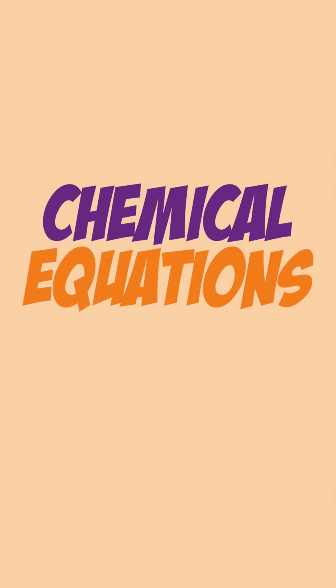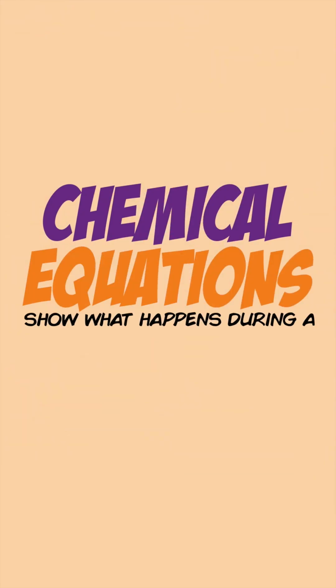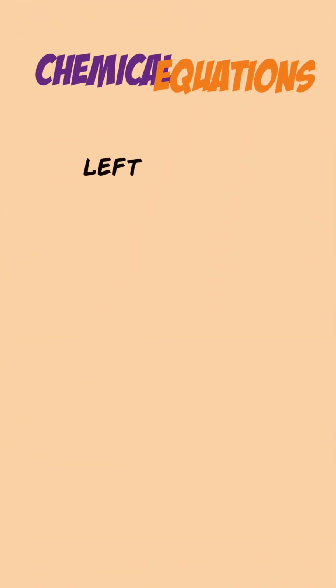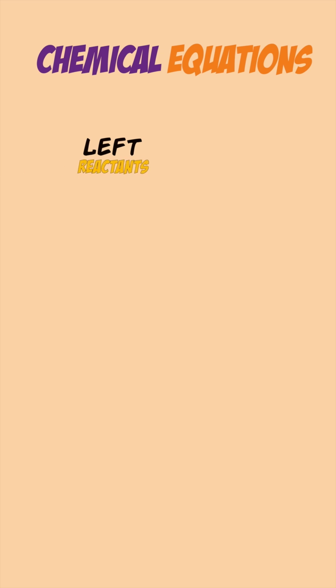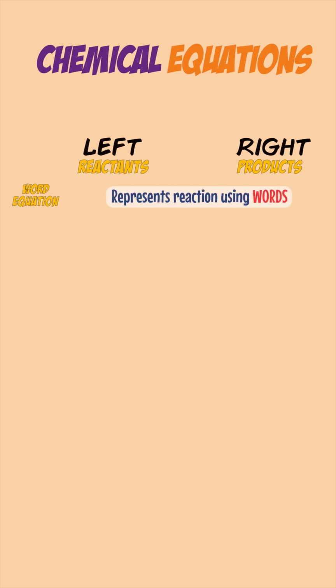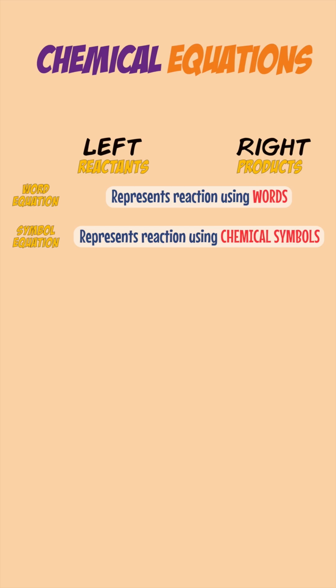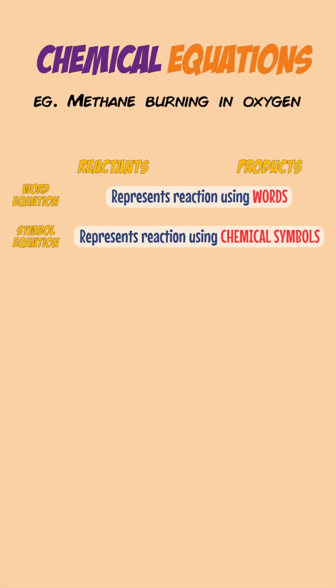Chemical equations are used to show what happens during a chemical reaction. The left hand side represents the reactants and the right hand side represents the products. A word equation expresses the reactants and products of a reaction in words, and the symbol equation uses chemical symbols and formulas. As an example, let's look at methane burning in oxygen.